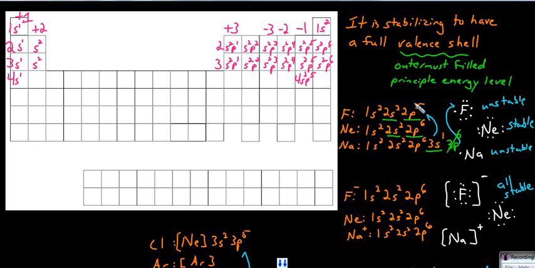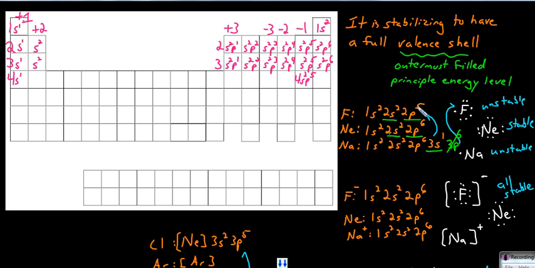Now, being that fluorine and sodium are unstable, they are quite reactive. In fact, when near each other, they will tend to react. You see, fluorine, if it were to gain just 1 more electron, it would have just as many electrons as neon. And instead of having 5 electrons in the 2p, it would have 6 electrons in the 2p, just like neon. It would have a filled valence shell, a full octet.